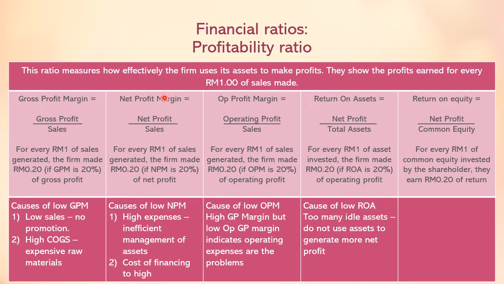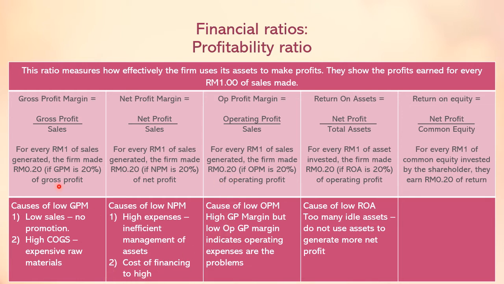For the NPM, the reason why you have a low NPM is due to high expenses. The company does not manage their expenses very well, and of course you have too high a cost of financing, because you're borrowing too much, so you have to pay a high amount of interest, causing your net profit after tax to be lower.